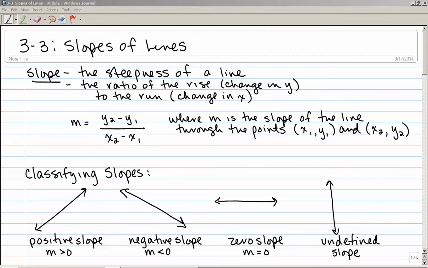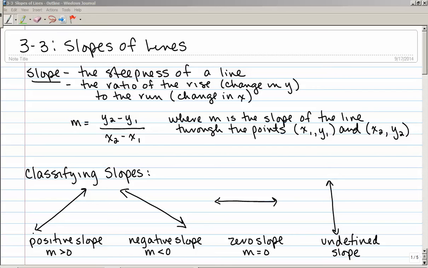Section 3.3 is on slopes of lines. And you will recall from Algebra 1 that the slope is a number that measures the steepness of a line. It is the ratio of the rise, which is the change in the y values, to the run, that's the change in the x values. And this little formula here should look familiar from Algebra 1. m, which we use for the slope of the line, is y2 minus y1 over x2 minus x1, where m is the slope of the line that goes through the points (x1, y1) and (x2, y2).